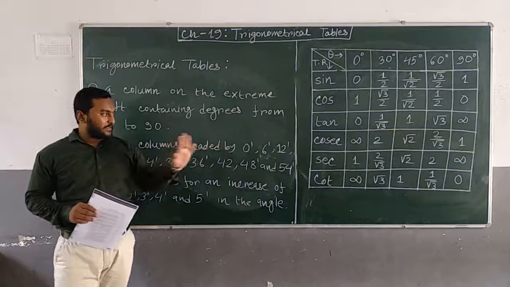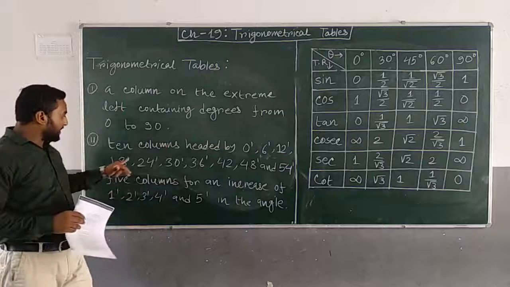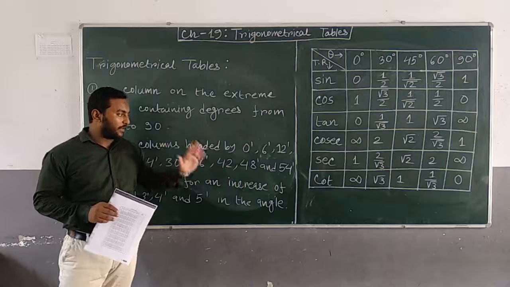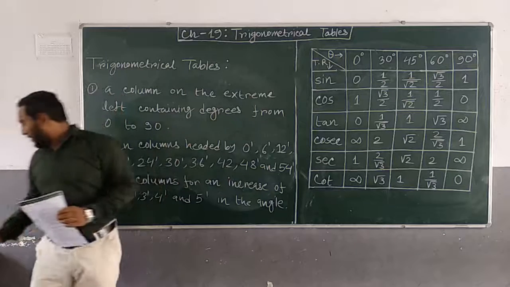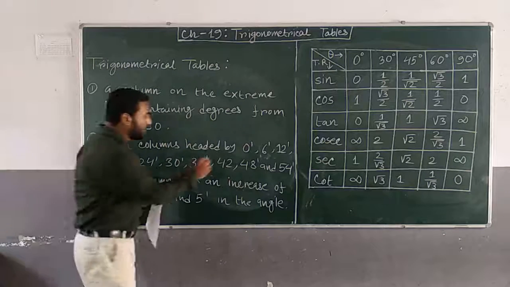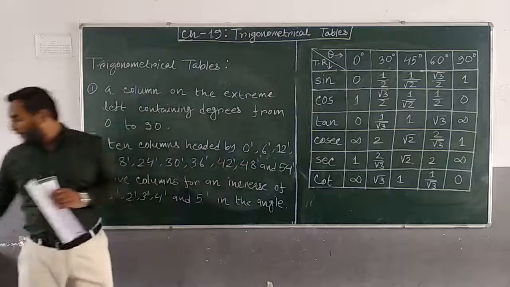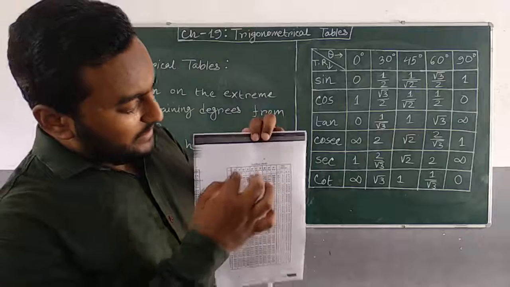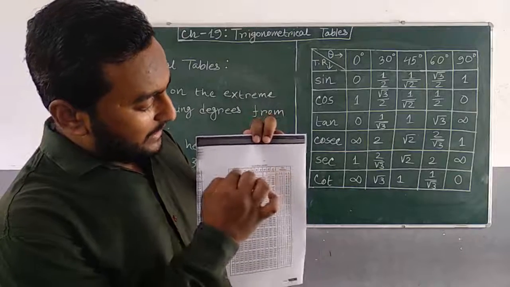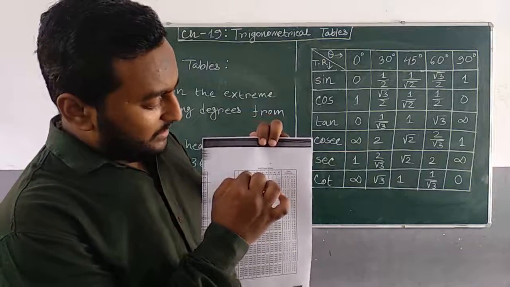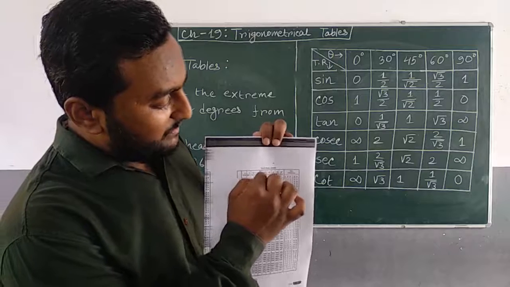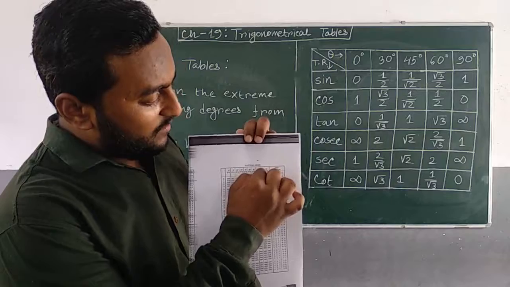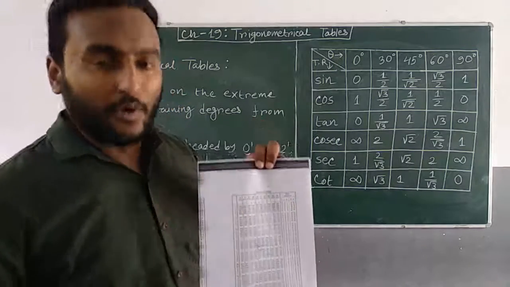0 minute, 6 minutes, 12 minutes, 18 minutes, 24 minutes, 30 minutes, 36 minutes, 42 minutes, 48 minutes and 54 minutes. So 10 columns are there, headed by 0 minute, 6 minutes, 12 minutes, 18 minutes, 24 minutes, 30 minutes, 36 minutes, 42 minutes, 48 minutes, 54 minutes.